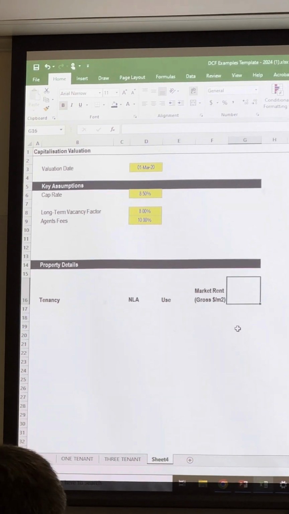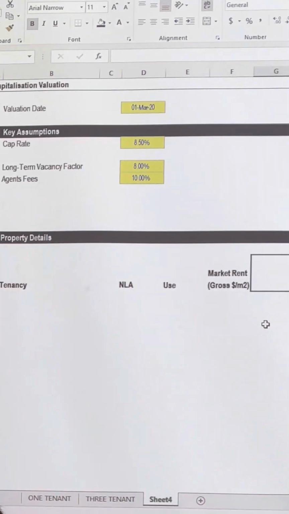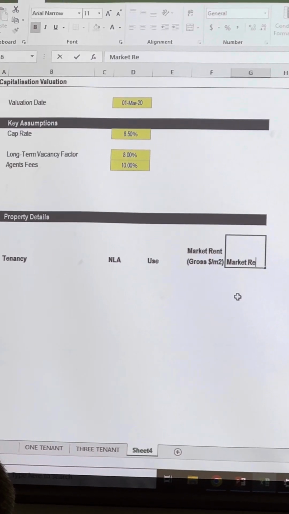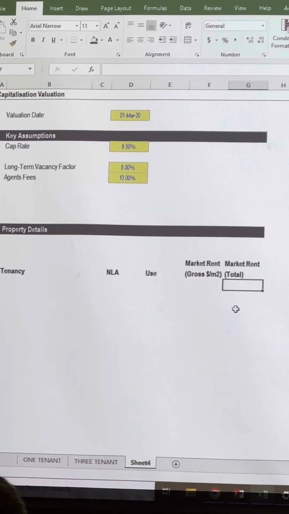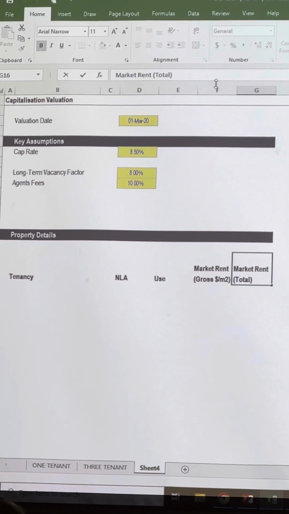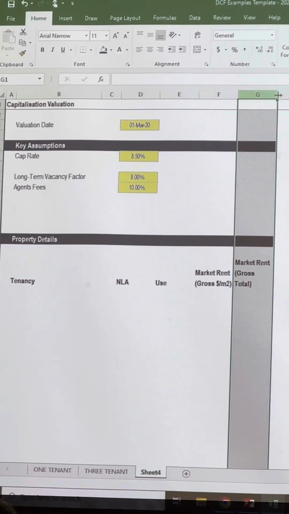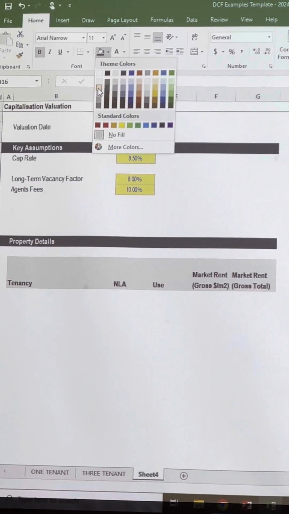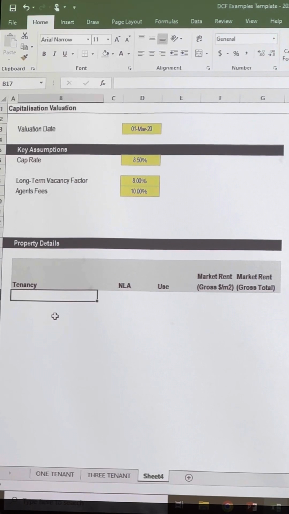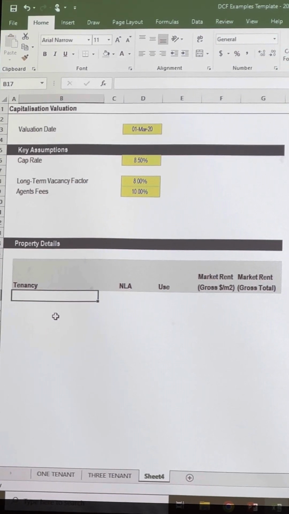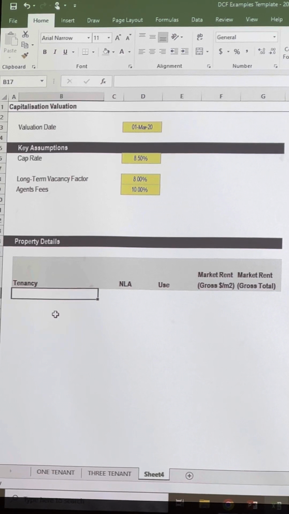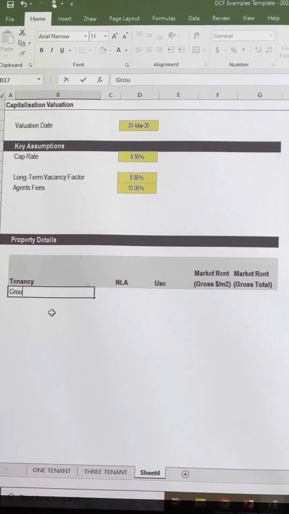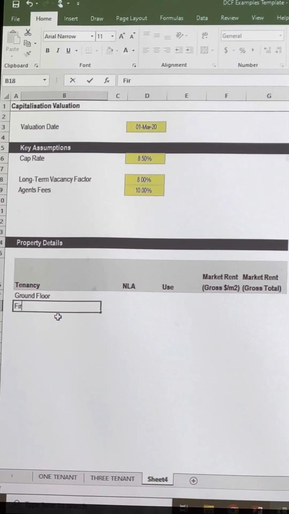And so if we had NLA and we had market rent as a gross dollar per square metre, what else are we going to be able to get? Market rent. Well, we'll call it gross total. So what tenancies have we got here? Let's say ground floor. We've got a ground floor and a first floor.